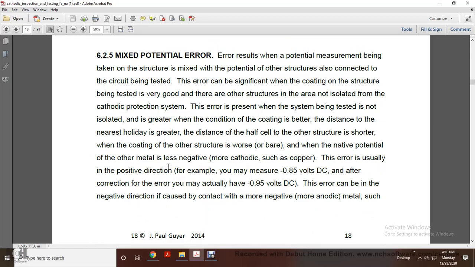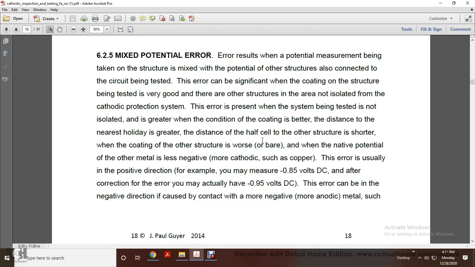6.2.5 Mixed potential error. This error results from the potential measurement being taken on the structure mixed with potential from other structures also connected to the circuit being tested. The error is significant when the coating of the structure being tested is very good and there are other structures that are not isolated from the cathodic protection. The error is present when the system being tested is not isolated, and is greater when the coating condition is better, with the distance to the nearest holiday, and when the distance of the half cell to the other structure is shorter.